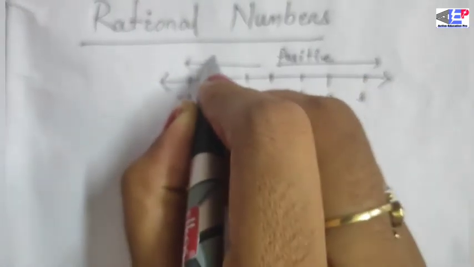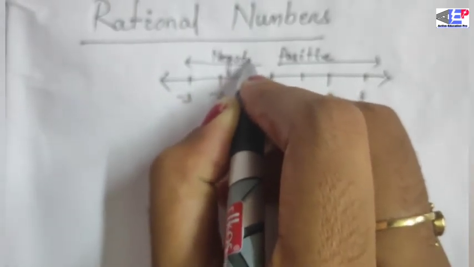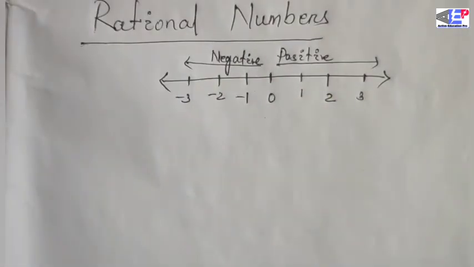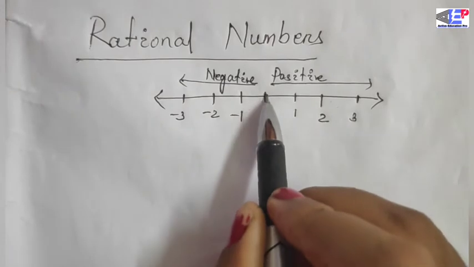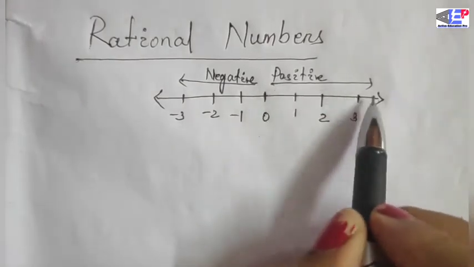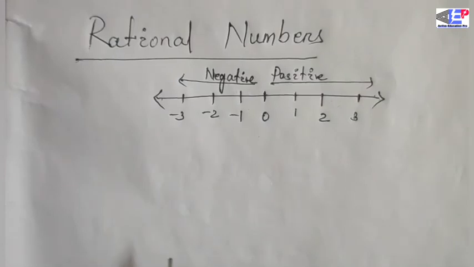And these are negative integers. These are from 0: the right side of 0, they are positive integers. The left side of 0, they are negative integers.